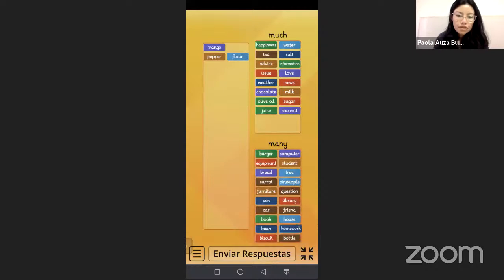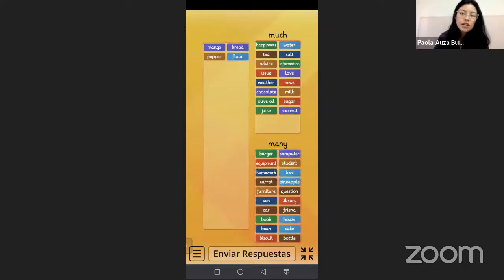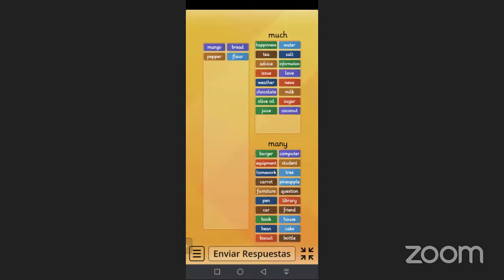I don't think you have enough space. Yes, you have to change something to the other box. I think mango, bread could be in many.